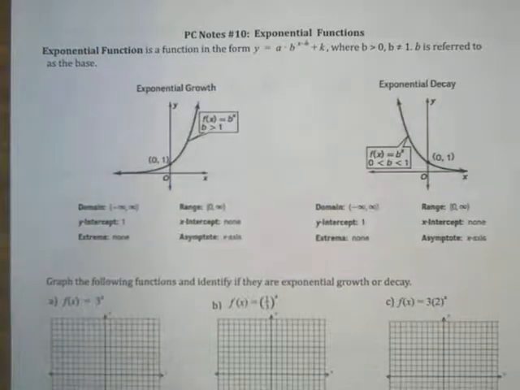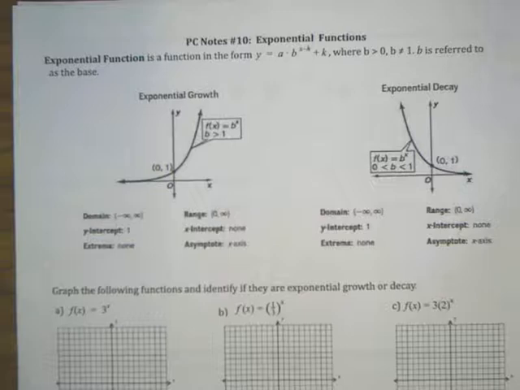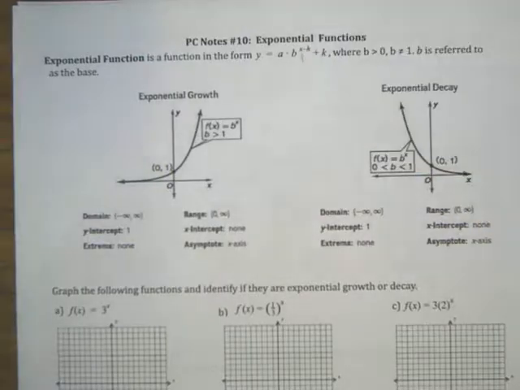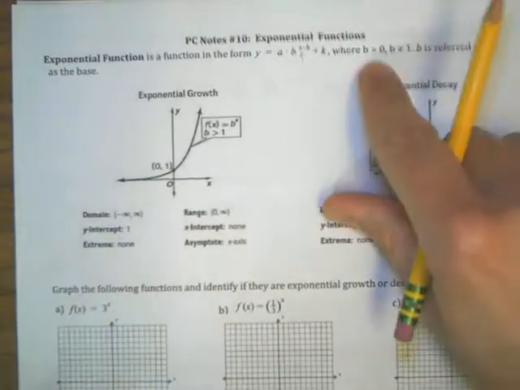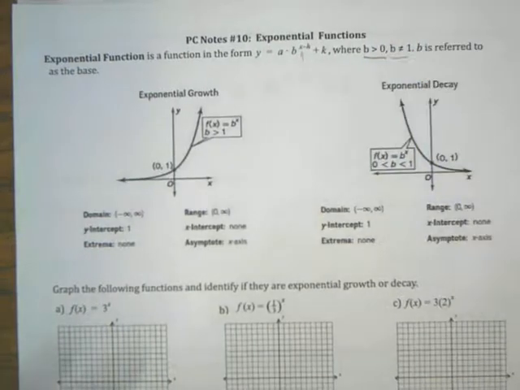Alright, exponential functions are functions in this form, and notice where the x is, it's in the exponent right there. That's what makes it an exponential function. You may recognize A, B, H, and K. Those are going to be related to our transformations, which we will talk about on the back side of this paper. But very specific things, B cannot be 0 and B cannot be 1.